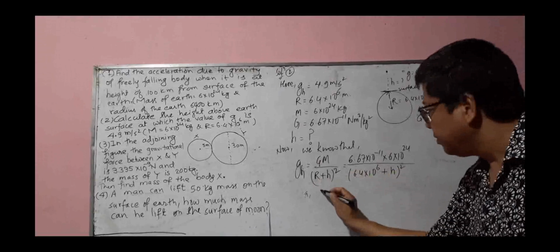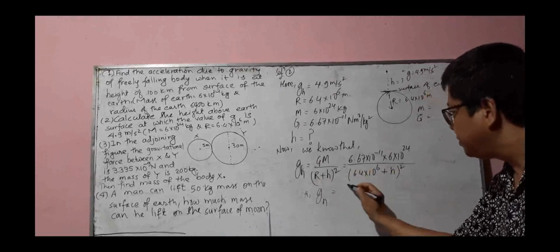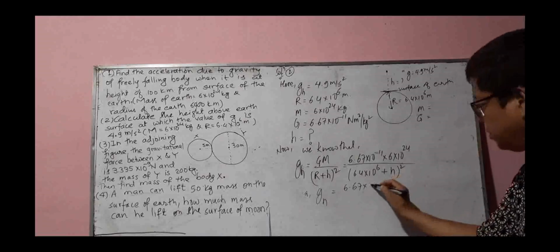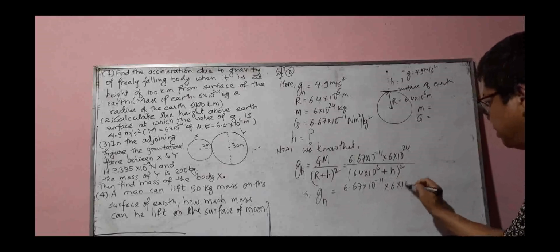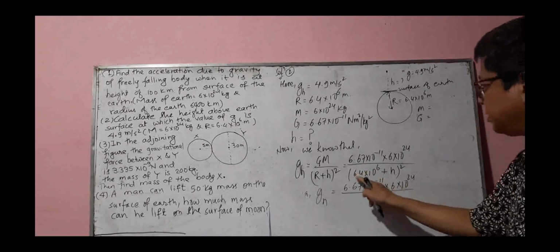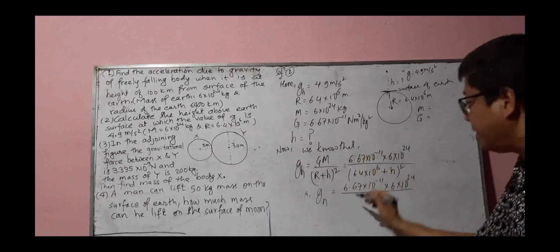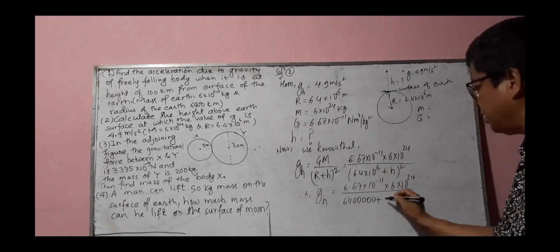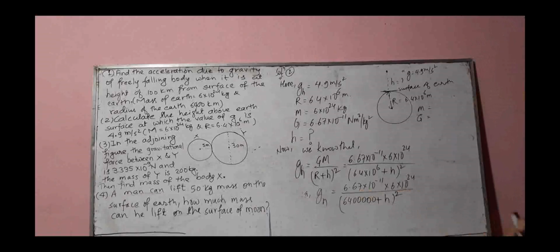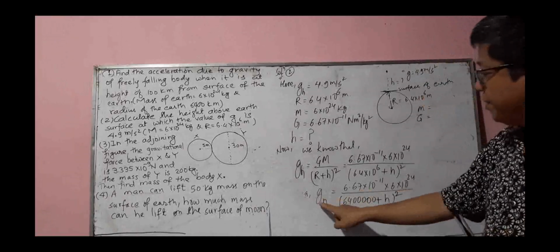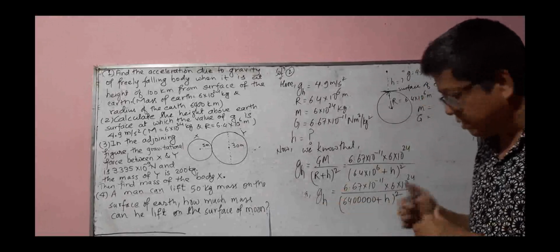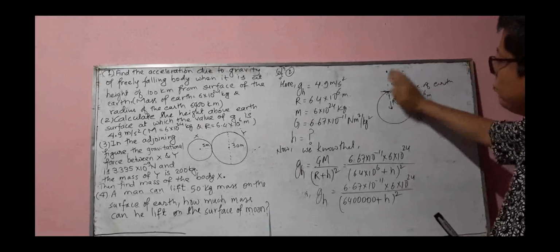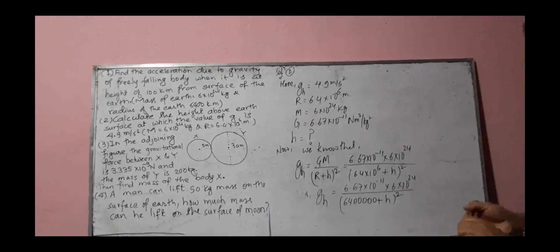Now gh is equal to 6.67 into 10 to the power minus 11 into 6 into 10 to the power 24 by 6.4 into 10 to the power 6, which can be rewritten as 64,100,000 plus h whole square. Since we have been given gh, the acceleration due to gravity, we now use this.